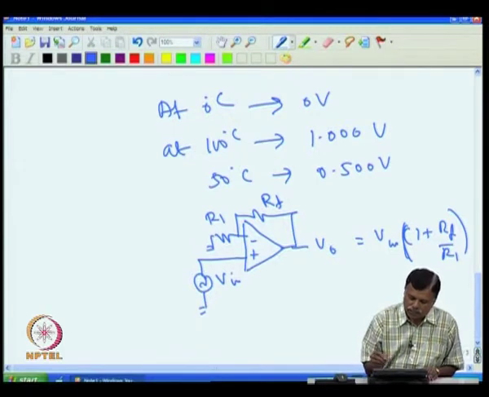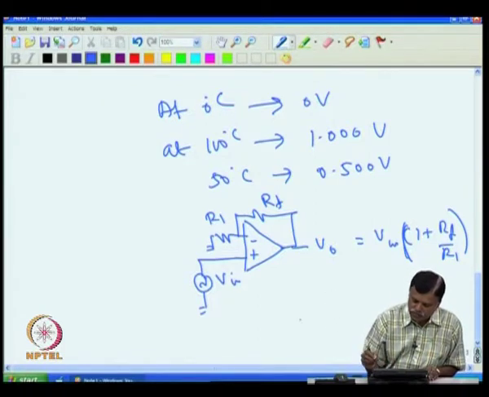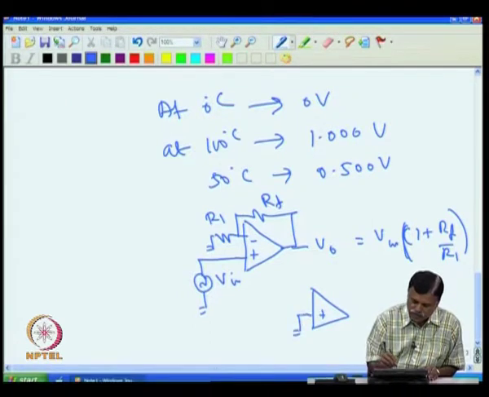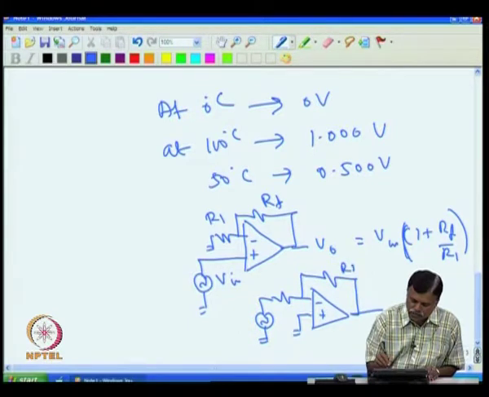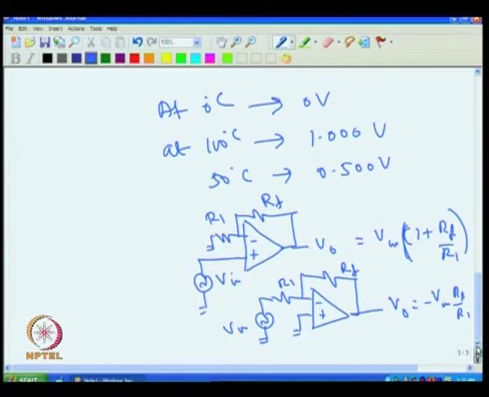Now, if you are using it as an inverting amplifier, then the circuit looks like this. That is, I give an input here, ground this, and then give the input at this point. Then connect the feedback resistance. Then you have RF and R1 and Vin, then you will get V0 as minus Vin into RF by R1. So, this also you have studied. Now, we also know the operational amplifier can be used as a summing amplifier or to subtract the voltages.